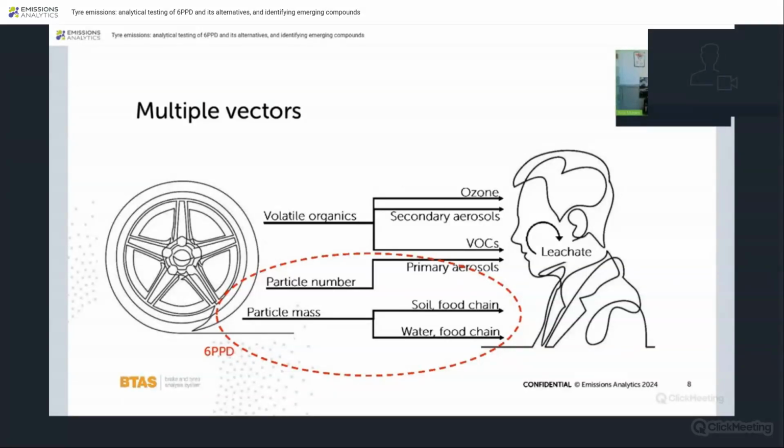The vectors by which the rubber material, and therefore the 6PPD, affects humans can be summarized in this schematic. You have particle mass, with larger particles coming off and finer particles better measured by particle number, but also VOCs off-gassing from the surface of tyres. Then there are multiple chains, direct and indirect, that can affect humans, from direct inhalation through to secondary aerosol formation, which then gets inhaled. These particles also land on the soil and get into the food chain, get washed into water systems, then into the sea and the food chain, and even within the body, if you inhale these particles, leachate can happen. So it's complicated. It tends to be the vectors towards the bottom, as marked, that are the route for 6PPD to potentially affect humans.